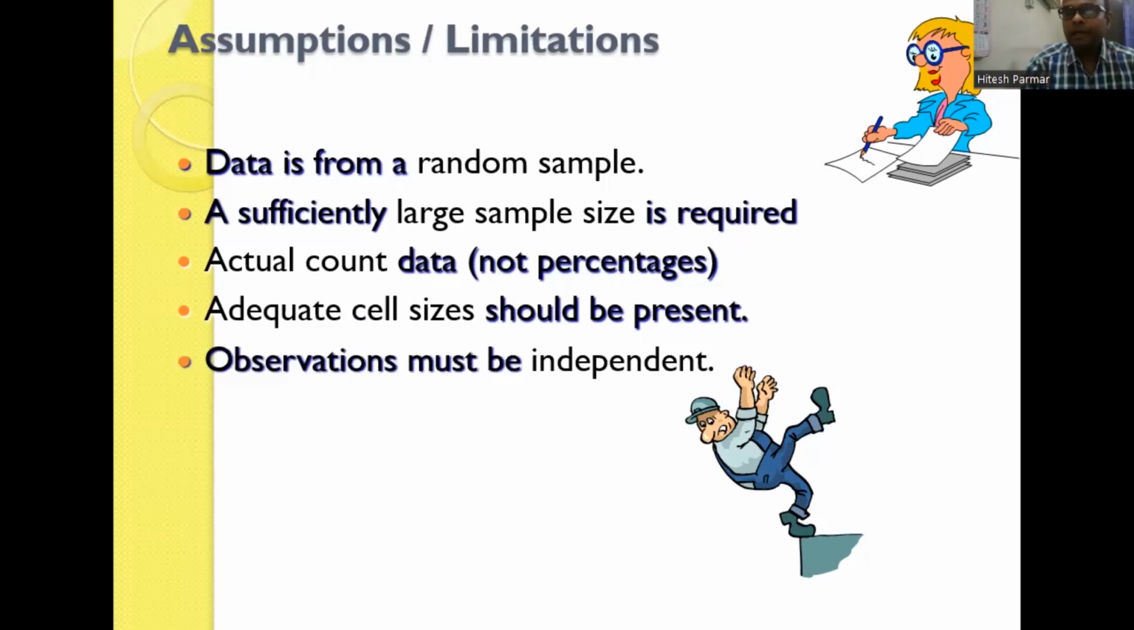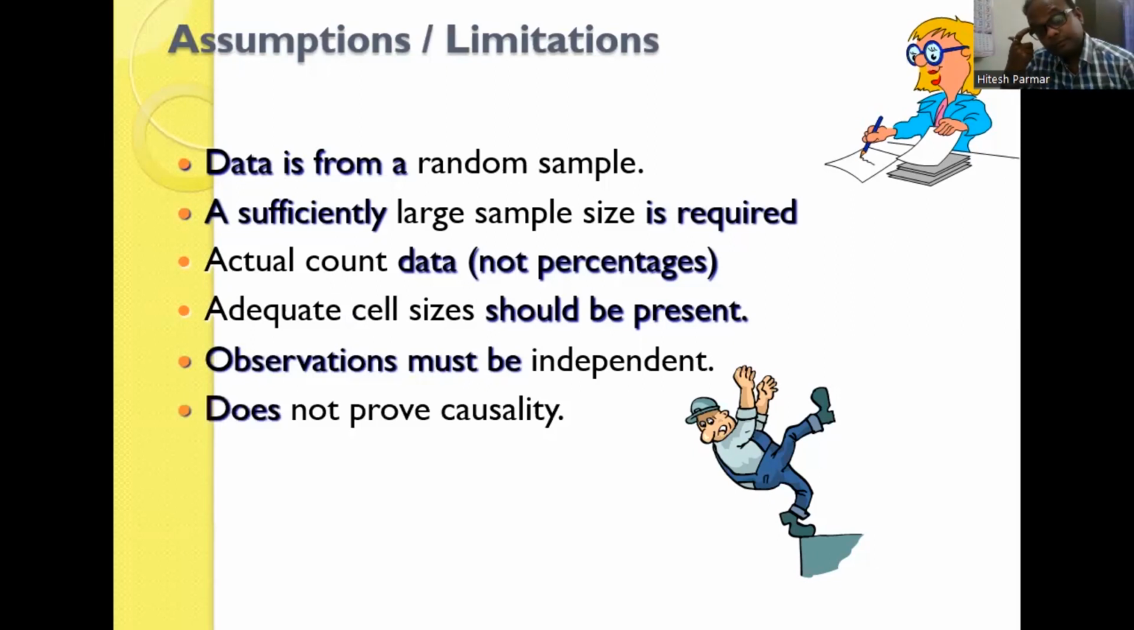Observations must be independent, meaning each individual must come only once in the calculation, and should not come repeatedly. So all observations must be mutually exclusive. Then only can we go for a chi-square test. This is important: it doesn't prove causality.